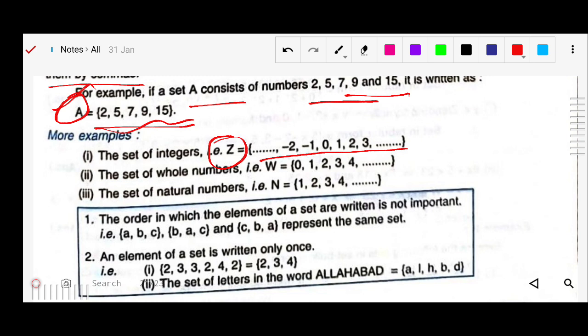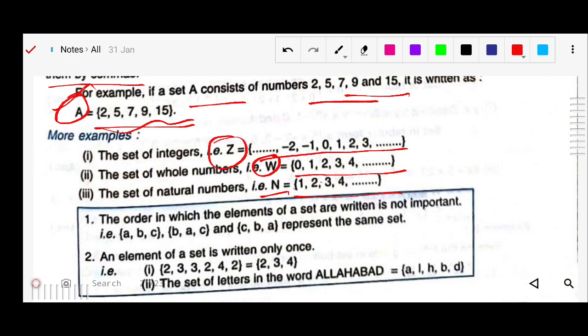Next are your whole numbers. We have given the name of the set W, and the whole numbers start from 0 and keep on going, like 1, 2, 3, 4, 5. Natural numbers, the name of the set is N, and its elements are 1, 2, 3, 4, likewise.